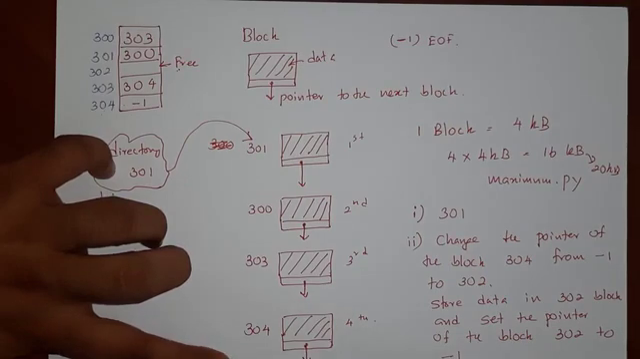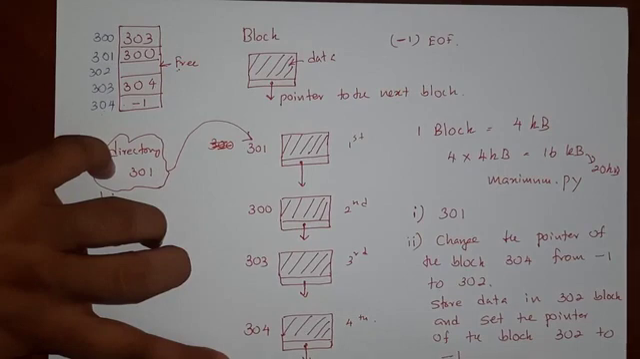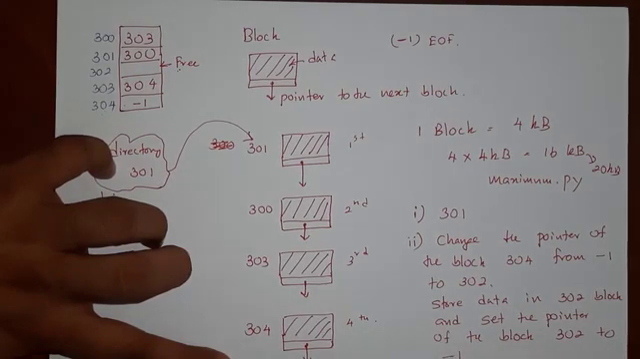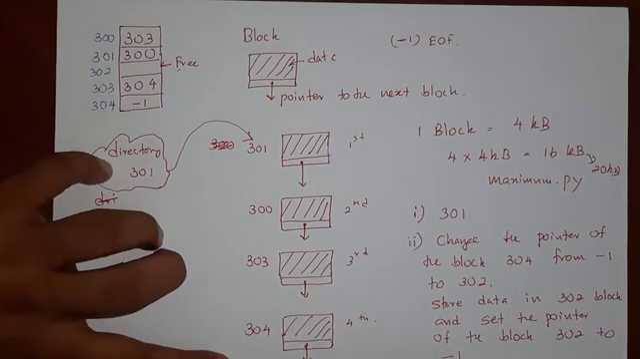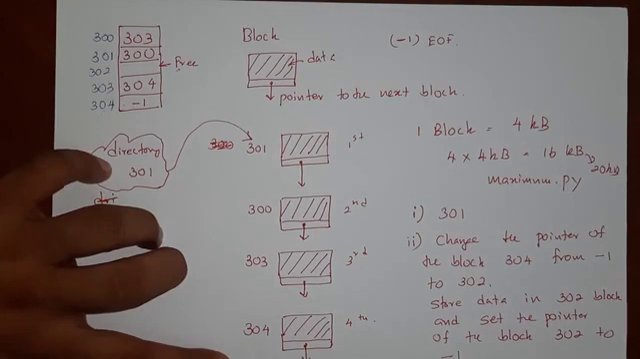So you can write within brackets, 302 was a free block, so it is used to store new data.